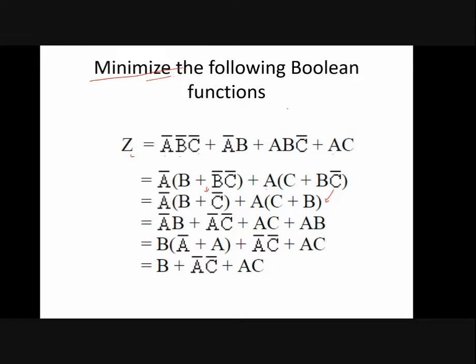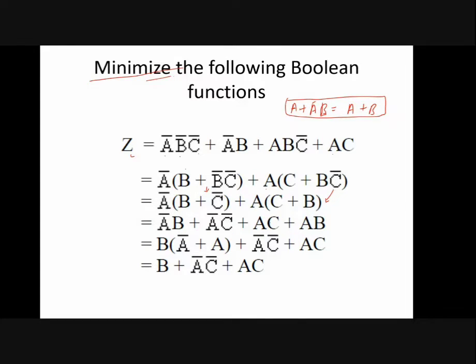The formula for this is a plus a bar b is equal to a plus b. We have used this condition. So here we have b, here we have b bar. Whatever is written with the bar condition will be left. Here also it is c and c bar, so b is left here.